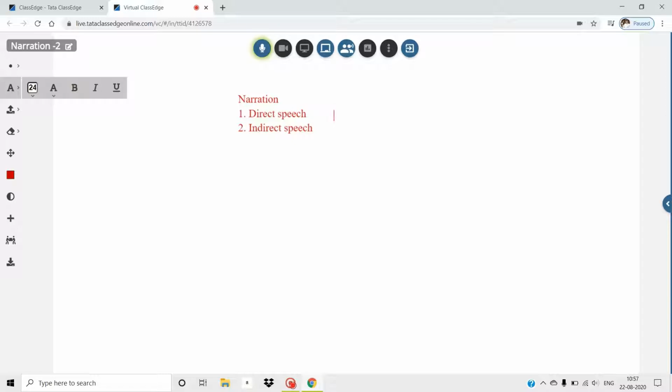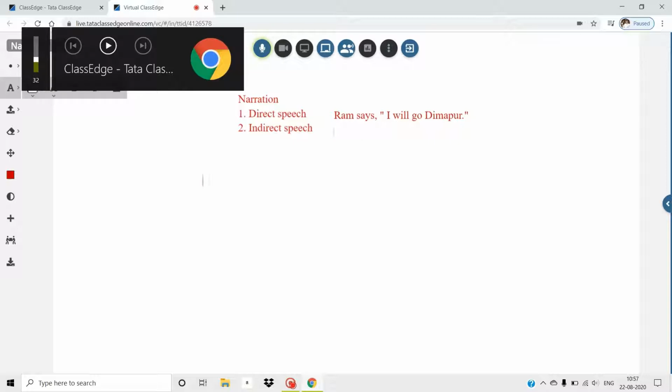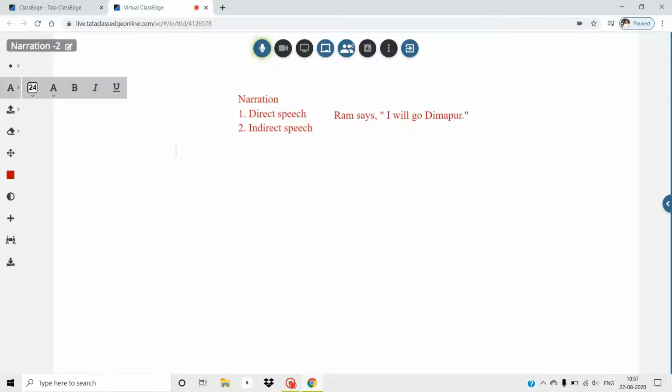So, for example, Ram says, "I will go Dimapur." So this is direct speech. The same sentence, when you are saying in indirect speech, will be: Ram says that he will go Dimapur.